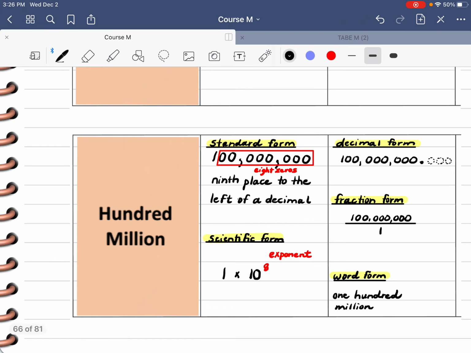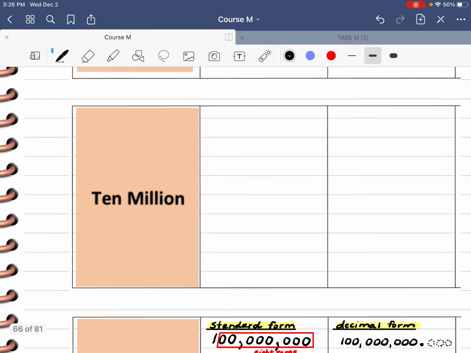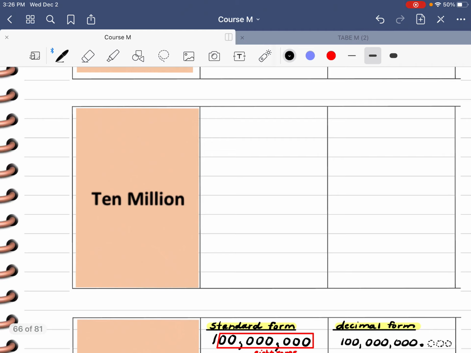Okay, let's do another one. Let's find the door that says 10 million. And the first thing I'm going to do is give you standard form.